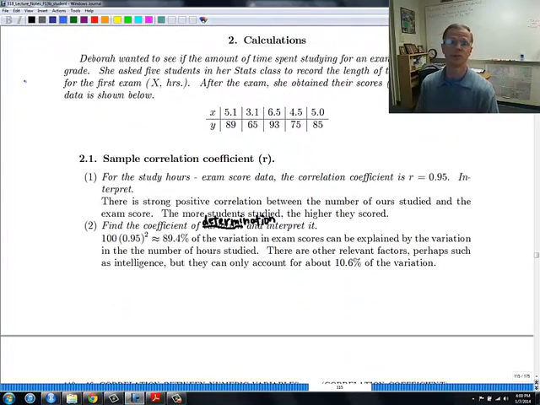Okay, let's move into some specific calculations. Now here's the scenario. Deborah wanted to see if the amount of time spent studying for an exam really affected the grade. She asked 5 students in her stats class to record the length of time spent studying for the first exam. That's our explanatory variable. After the exam, she gets the scores. The data is shown below. I've got 5 data points here. So let's go ahead and take a look.